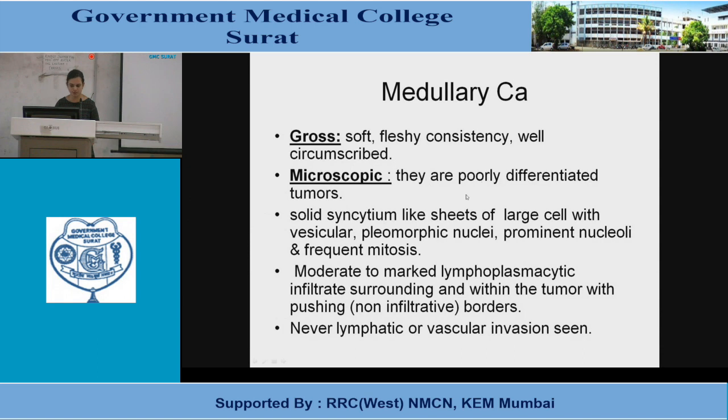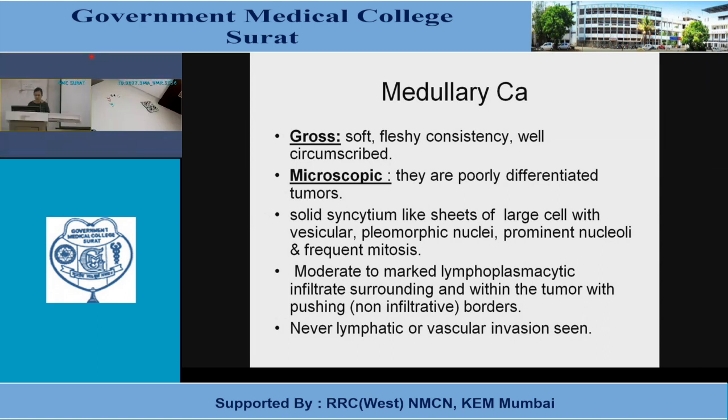Microscopically, they are poorly differentiated tumors, with a solid syncytial-like pattern with large sheets of large cells with vesicular pleomorphic nuclei, prominent nucleoli, and frequent mitotic activity. Moderate to mild lymphoplasmacytic infiltrate usually surrounds these tumors, and it is also seen within the tumor. These tumors have pushing or non-infiltrative borders, and that's why they need to be mentioned as a specific type of IDC. In such cases, lymphatic or vascular invasion is not seen, and these tumors are usually HER2 positive, so that's why we usually have a good prognosis.